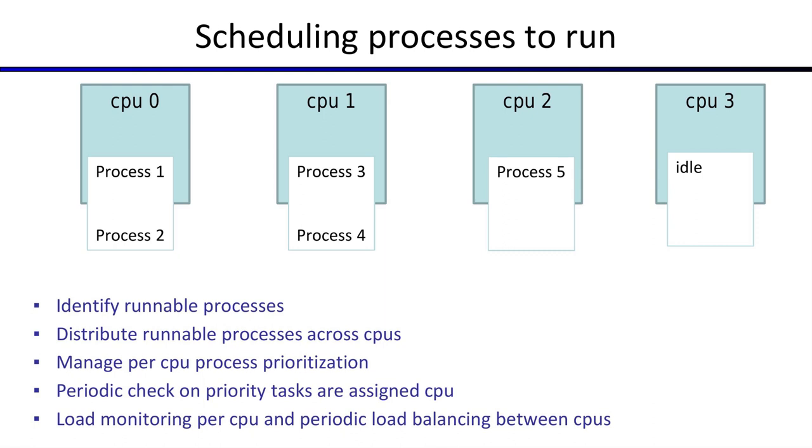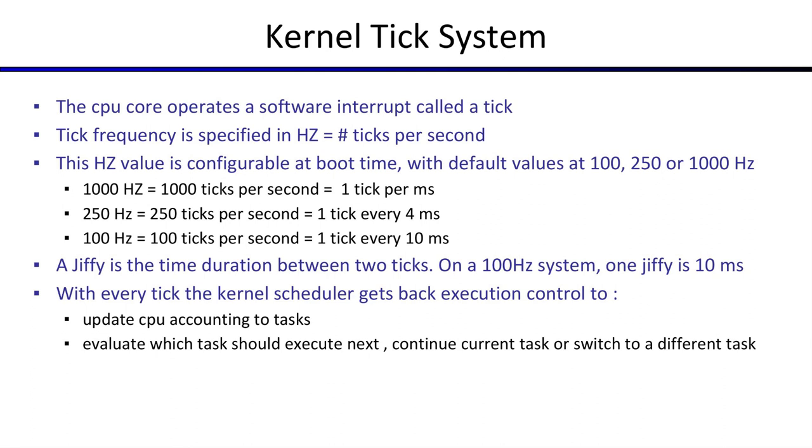The kernel, to be able to come in between, intercept and make decisions, has to preempt. That is the term used: preempting. Before we get into how preempting will work, there is an important detail on a sort of timer that gives back control, and that is the tick system.